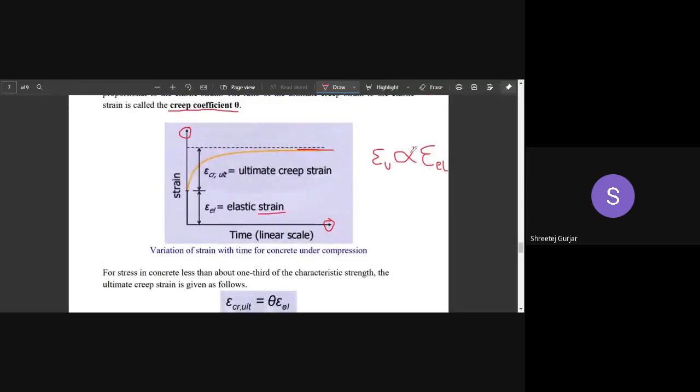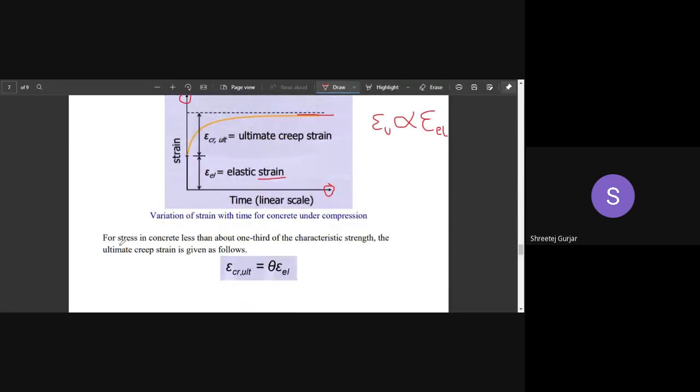If you want to remove this proportionality sign and put an equal to sign, we have to put a coefficient. That coefficient is called the creep coefficient. The ratio of ultimate creep strain to elastic strain is called the creep coefficient. You can see it is theta. So this is your creep coefficient. If you want to put an equal to sign here, you have to put the creep coefficient here. So that is theta.